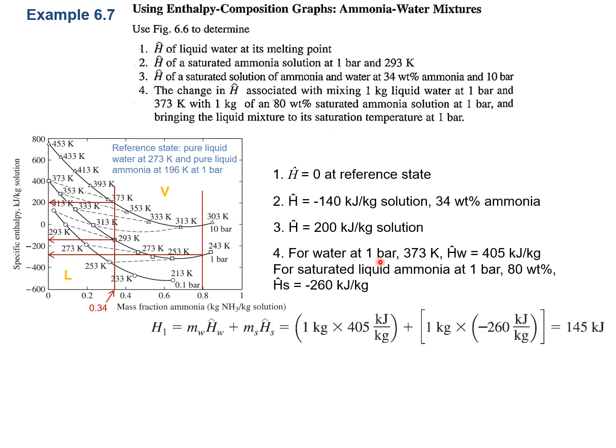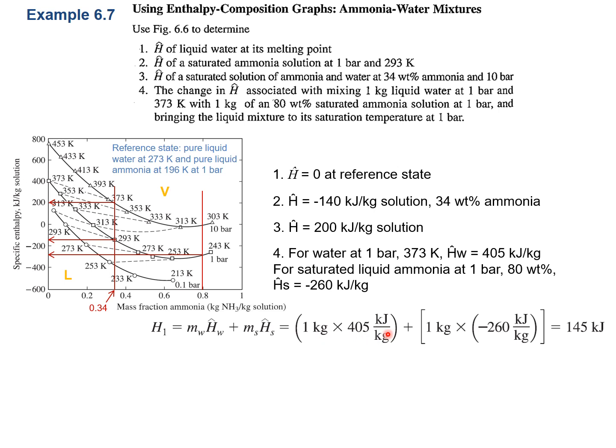So for water at 1 bar and 373 Kelvin, we could read the value of the enthalpy from the phase equilibrium lines. Where is the 1 bar line? Here, and then let's find 373 Kelvin along this curve. Here. That is to say, 1 bar and 373 Kelvin indicates pure water, because the composition at this point is 0 of ammonia. That is to say, HW, the enthalpy of water under this condition, is 405 kilojoule per kilogram with 1 kilogram.